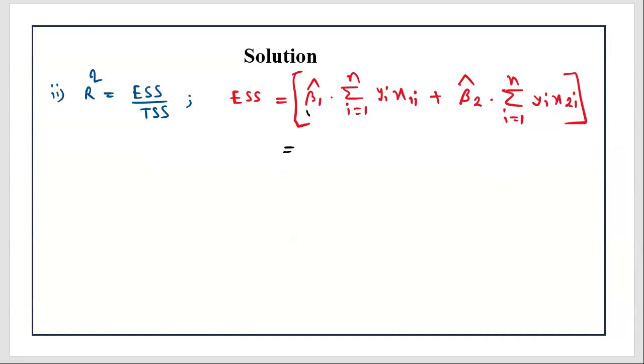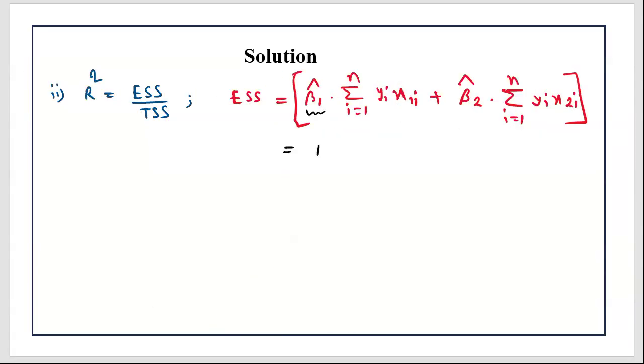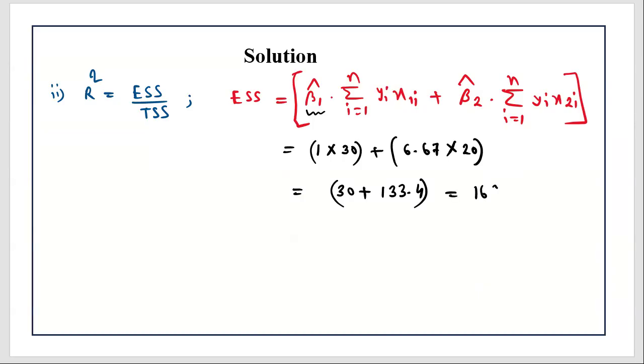So beta 1 cap. What is the value of beta 1 cap? We just found out in the previous part. It is simply 1. Now summation yi x1i is given to you in the question. This is 30. Plus, what is beta 2 cap? 6.67. And what is summation yi x2i? This value is 20. So here you will have 30 and here you have 133.4. If you calculate, it will come out to be 163.4. Right? 163.4. So ESS is done.